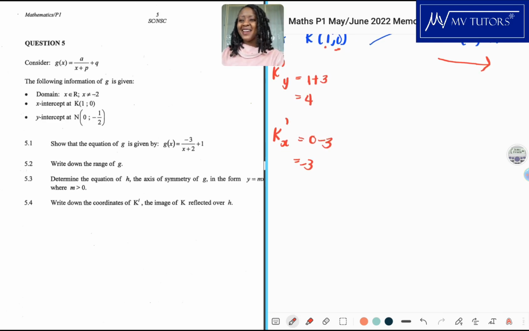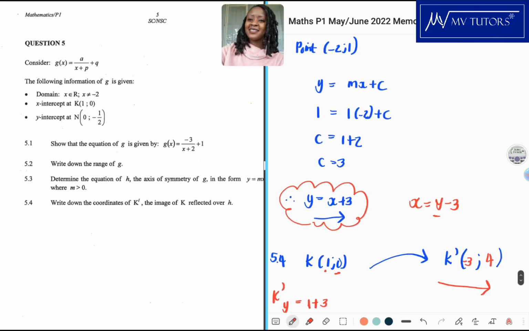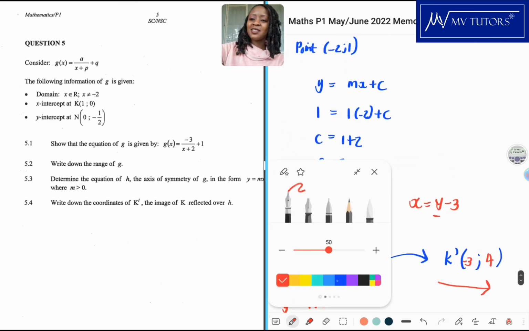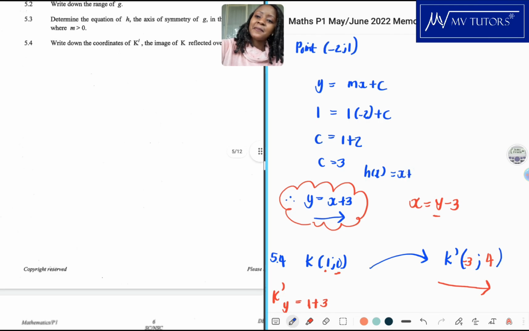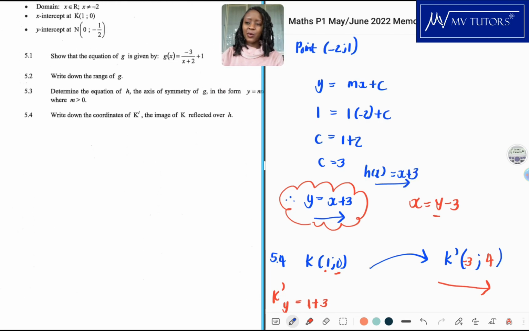And we are done with 5.4 and the rest of 5. Actually, I just remembered they said this is h. So basically h(x) = x + 3. I should write it like that because they asked for the equation of h. But basically, we're done with question 5. See you later at question 6.